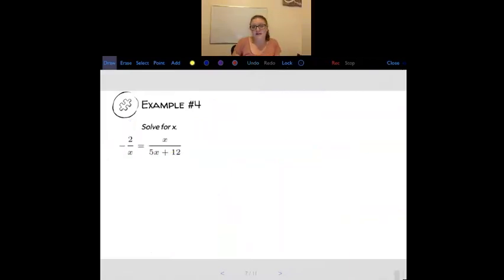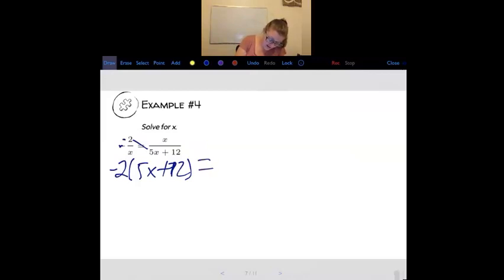Next, when we have a case that looks like a proportion, a fraction equal to another fraction, you can apply the same principle with common denominators, letting them go and solving what you have left, or you can cross multiply. In order to do that, I'm going to make the 2 negative. So you cross. This is negative 2 times 5x plus 12. That negative 2 has to go to both of those terms. Equals x times x, which is x squared, not 2x. Okay, now we distribute. Negative 10x minus 24 equals x squared.